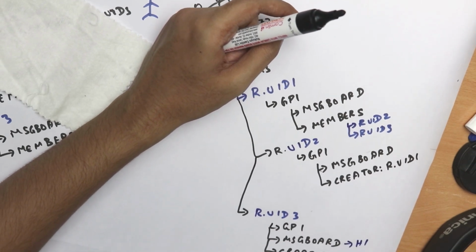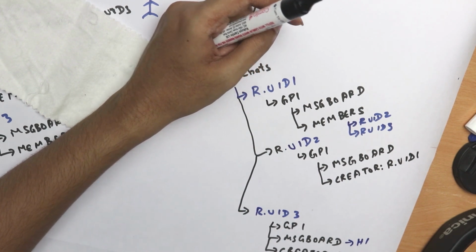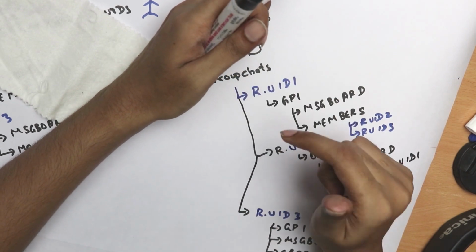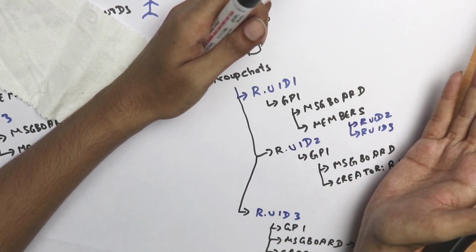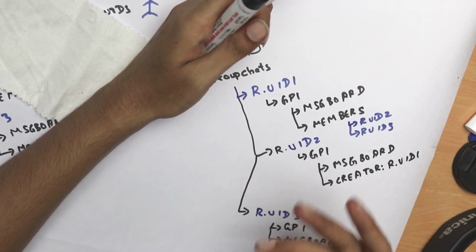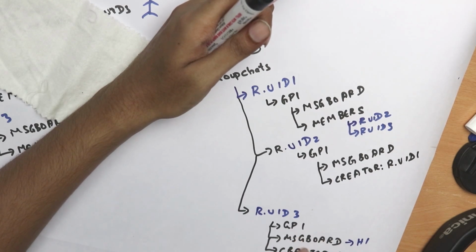it will note the creator. The creator here is RUID1. It will notice that, and then it will perform another Firebase call, firebase.database.ref group chats .child RUID1. Where did it get this RUID1? From here. From the creator RUID, we have this stored here, right?